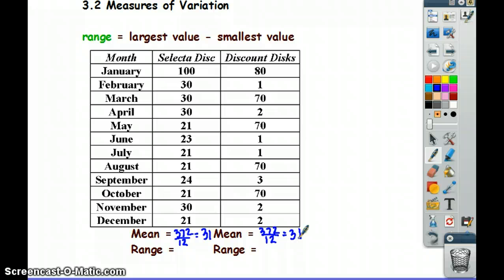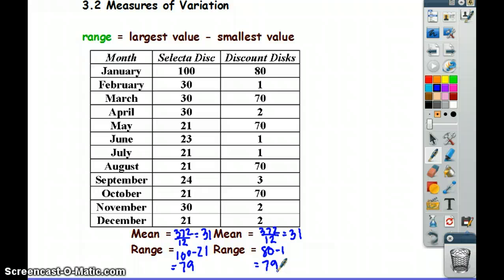Range: the largest value minus the smallest value. So 100 minus 21 is 79. And the range for the discount discs, well, let's see, the highest price was 80. 80 minus 1 is also 79. So these two sets of data have the same mean and they have the same range, but if you actually look at the data itself, it looks extremely different. So there's got to be a better way to compare this so we can describe the difference between these two.